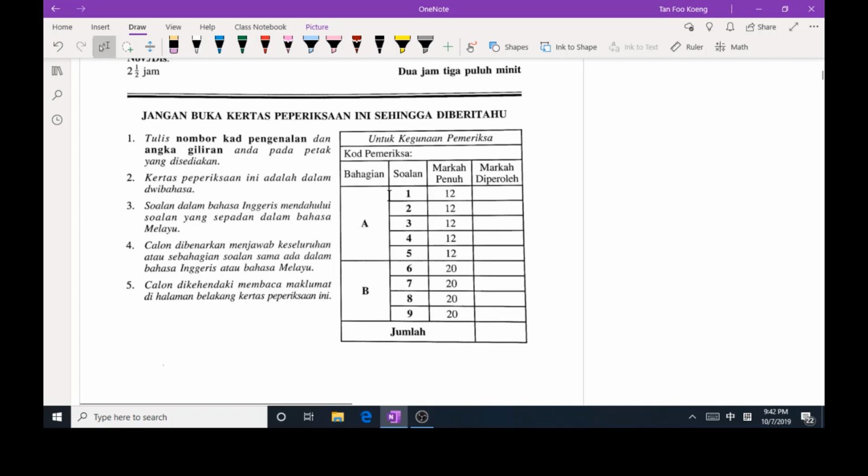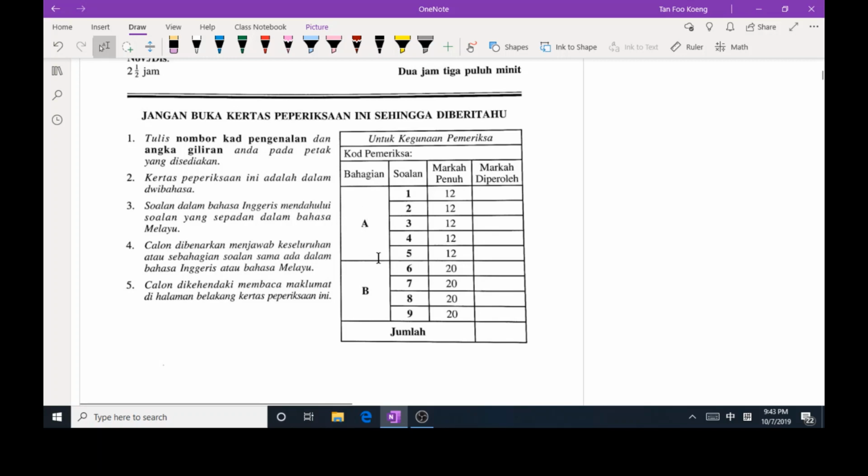Section A comprises 5 questions, each carries 12 marks. So section A itself will give you 60 marks. Section B, on the other hand, has 4 questions. Out of these 4, you have to choose 2, and each carries 20 marks. So from here, you will be able to get 40 marks. Now, let's start by looking at question number 1.